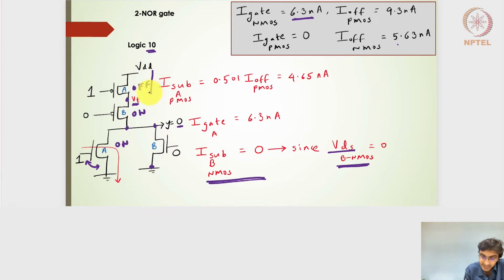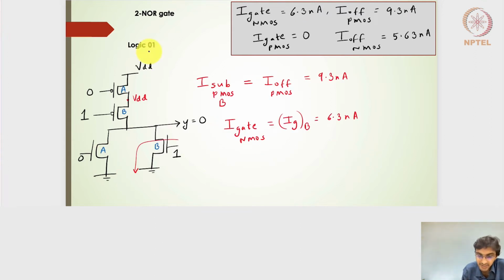the subthreshold leakage current, which will be nothing but having a potential difference of VDD minus VT. On the PMOS side, it will give me 0.501 times I off of PMOS. I off of PMOS is given as 9.3 nanoamperes, so it will give me 4.65 nanoamperes of subthreshold leakage current coming on the pull-up side. The gate leakage current on the PMOS side is negligible, so it is considered to be 0. So finally, I will have a total gate leakage current of 6.93 nanoamperes and a subthreshold leakage current of 4.65. If I add this up and then multiply by 1 volt, I'll get the static power.